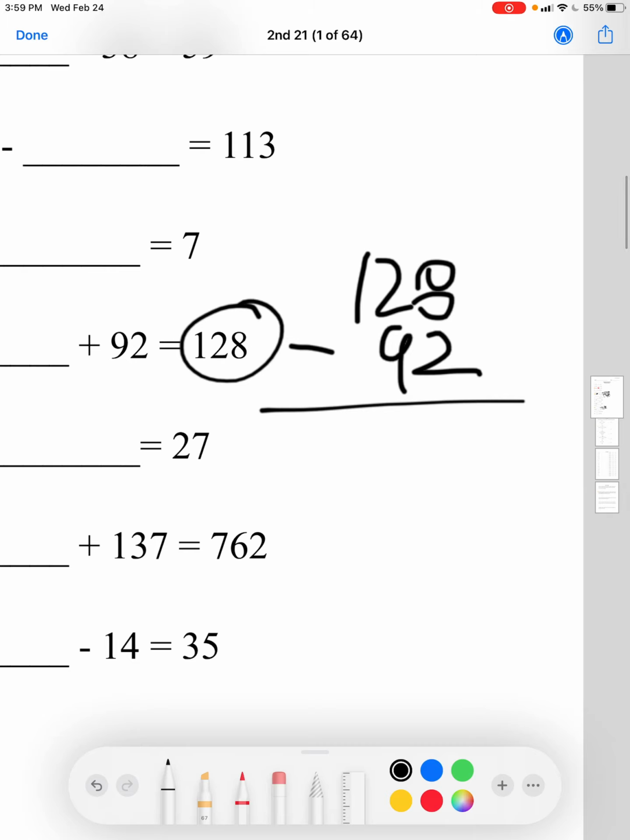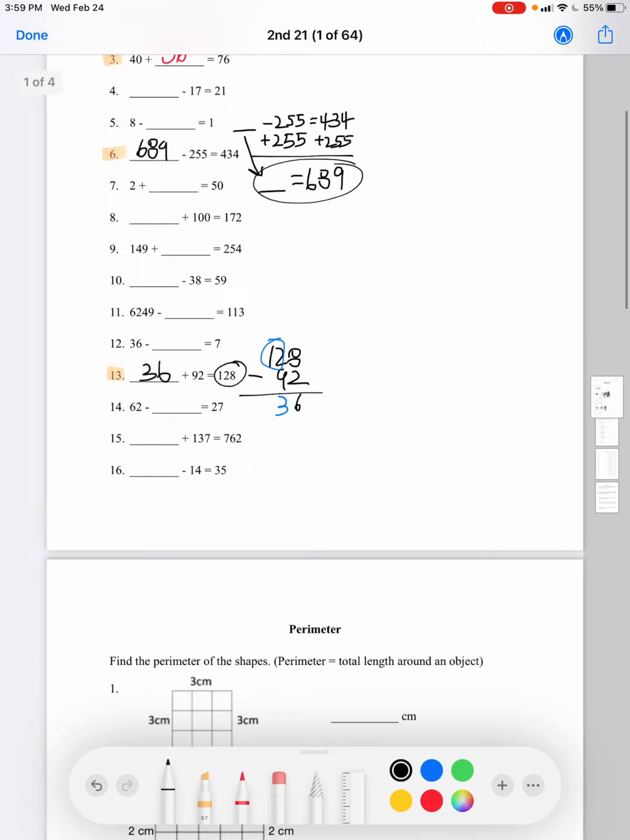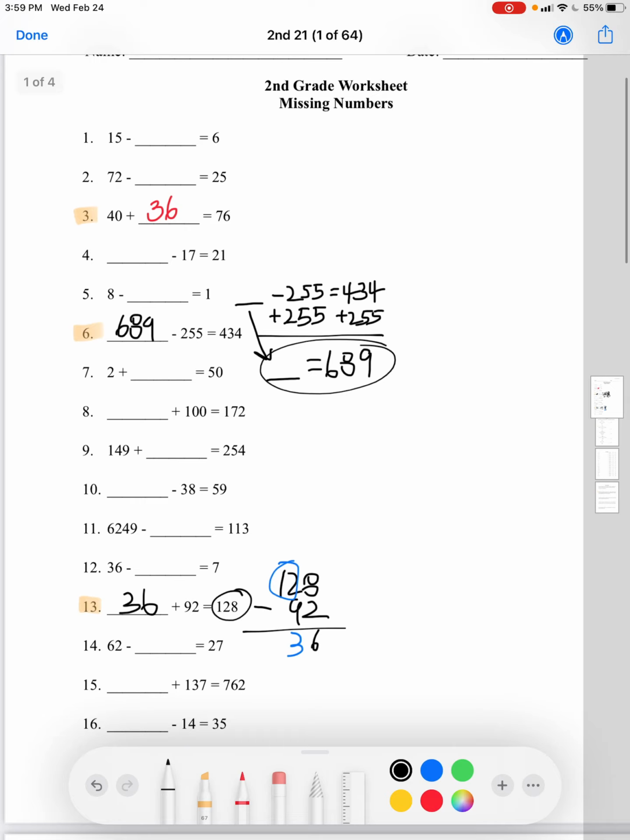Now we have 8 minus 2, which equals 6. 2 minus 9, since we can't do that, we'll have to regroup. We have 12 minus 9 now. It's 12 minus 9, which equals 3. And the answer to this is 36. So basically, that's how you work with missing numbers.